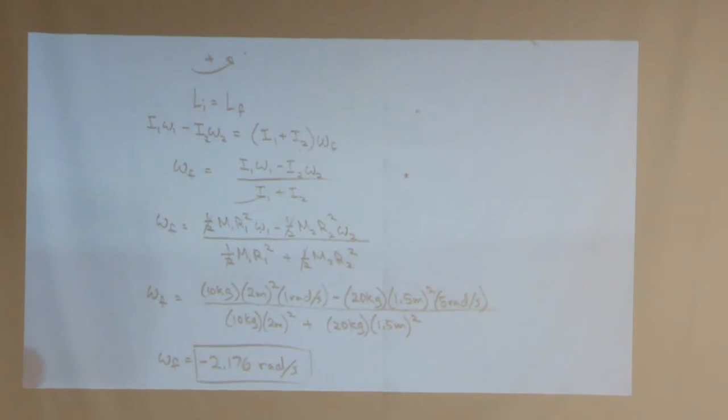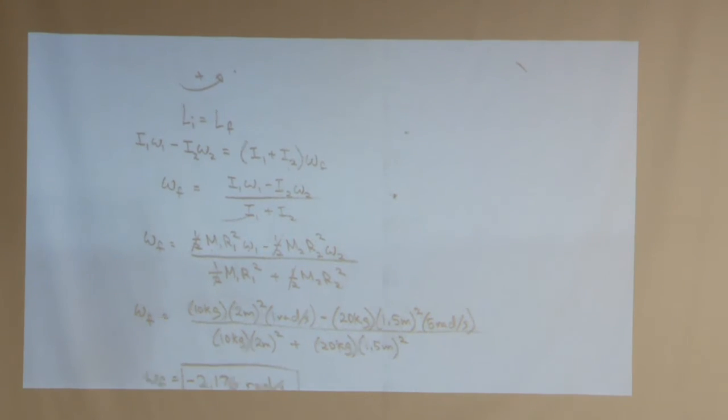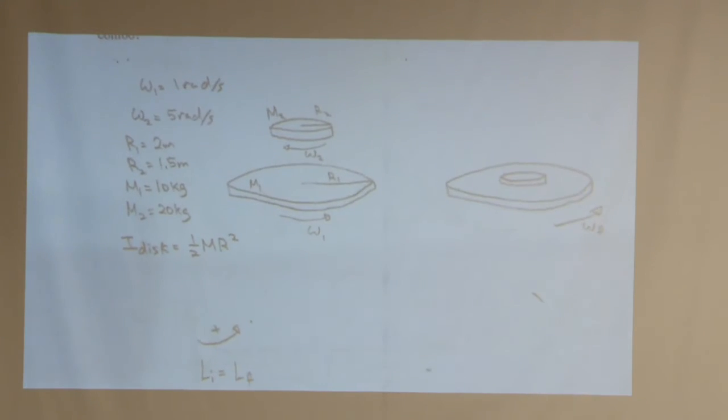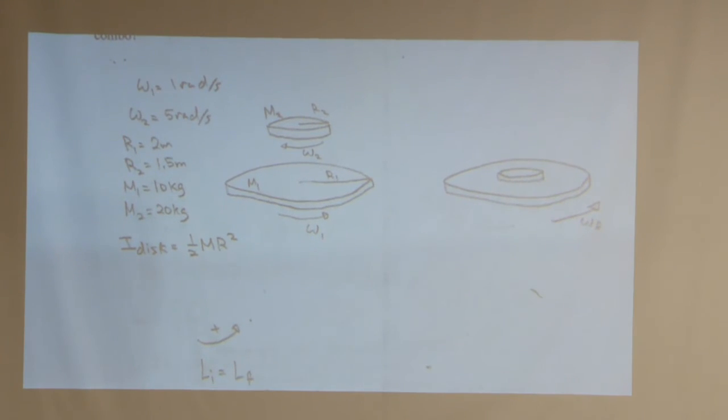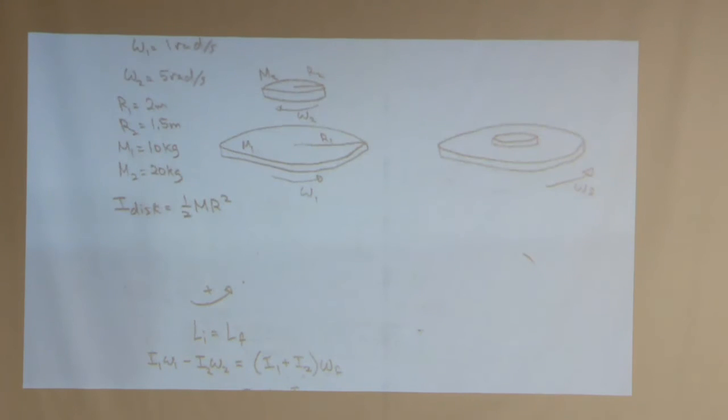Now, what does that negative sign mean? It's the opposite side that you chose. The negative sign means that it's moving in the opposite direction that I chose. So I chose omega f to be this way. If I get a negative value, it actually means it's going the other way. Are there any questions? No? All right.